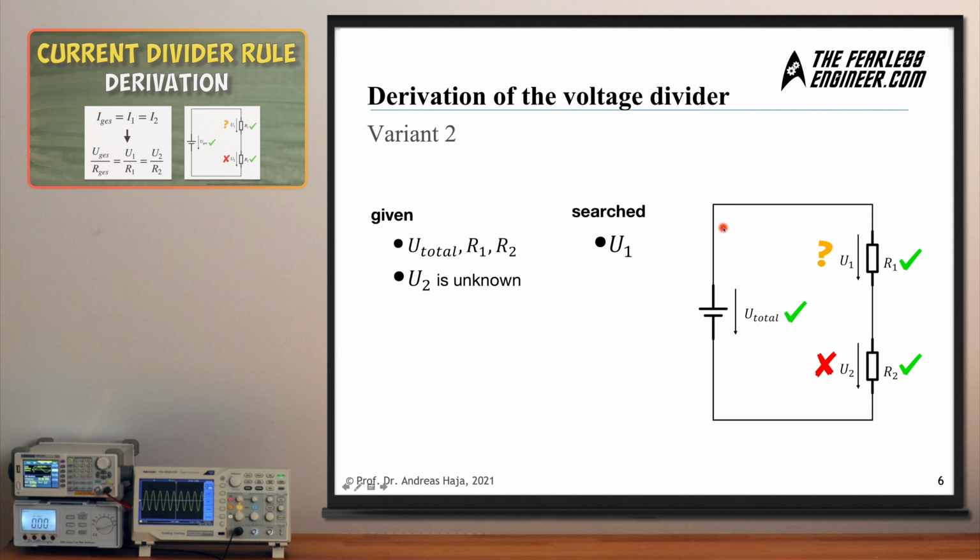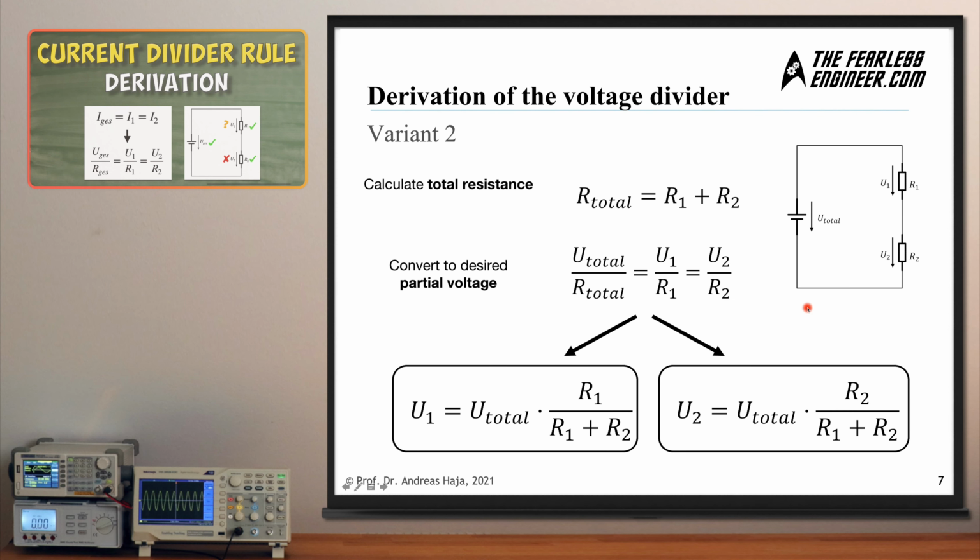And in the second variant of the voltage divider, we have been given the total voltage of the source. We do not have the voltage drop across the lower component, and we are still looking for the voltage drop across the topmost component. And if we take all these factors into consideration, nothing has changed with the circuit, so we can still exploit the equality of current running through all parts of the circuit. And this is what we're going to do on the next slide.